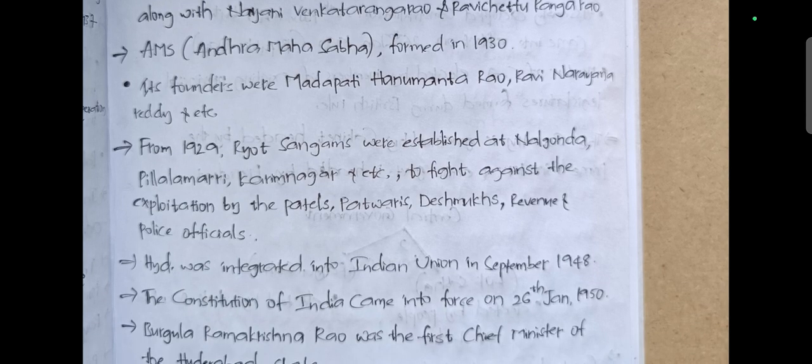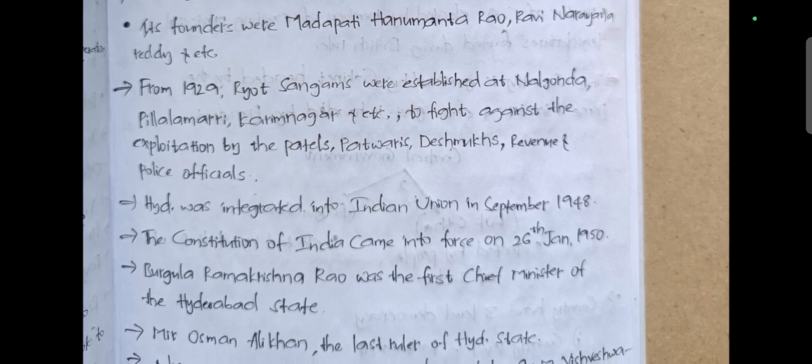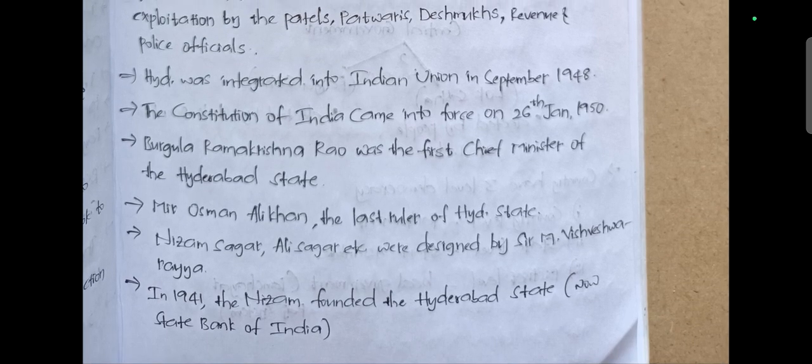Hyderabad was integrated into the Indian Union in September 1948. The Constitution of India came into force on 26 January 1950. Burgula Ramakrishna Rao was the first Chief Minister of Hyderabad state. Who was the first Chief Minister of Hyderabad state? Burgula Ramakrishna Rao. Mir Usman Ali Khan was the last ruler of Hyderabad state.